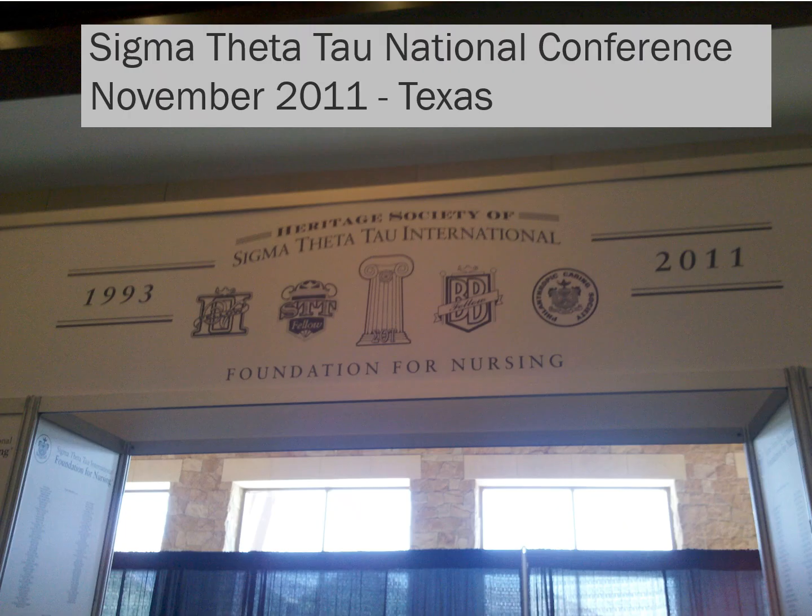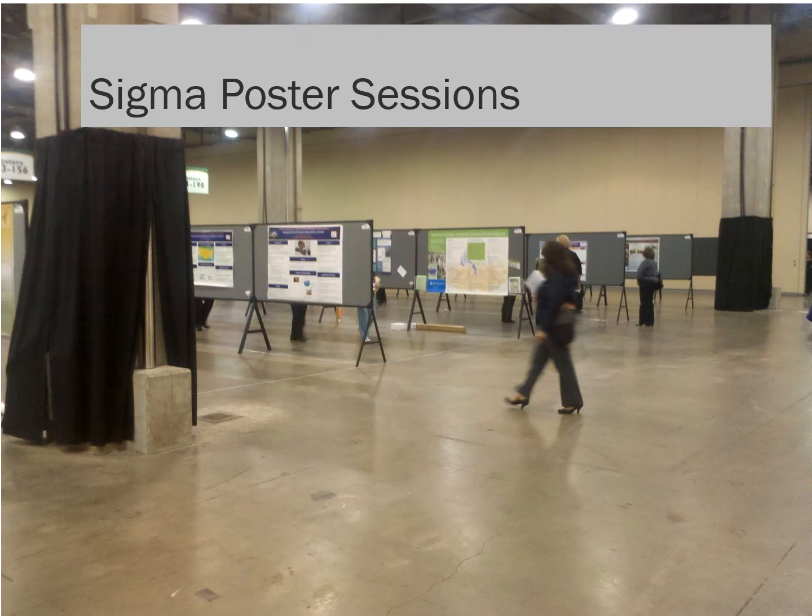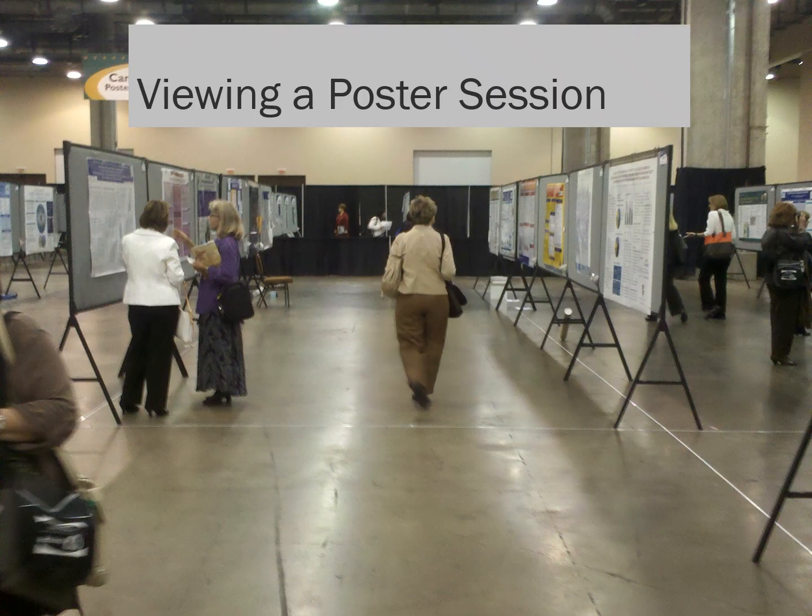This is from the Sigma Theta Tau National Conference in Texas in November 2011. Here again, we can see bulletin boards lined up and posters are attached to them. We can see in the top right-hand corner a little white piece of paper which indicates the session number. When viewing a poster session, you can walk between the rows of posters on the bulletin boards, and then you can also stop and approach the authors who will be close by to ask them questions about the poster itself.